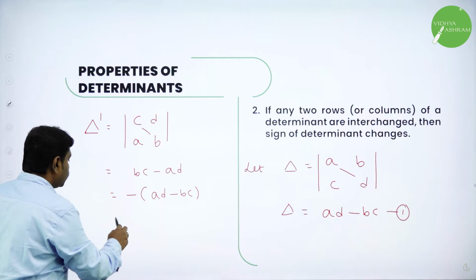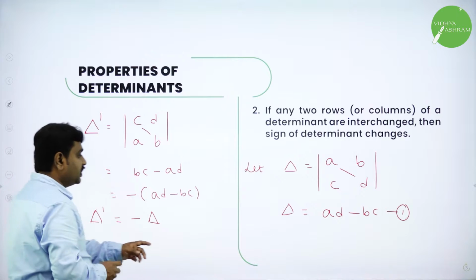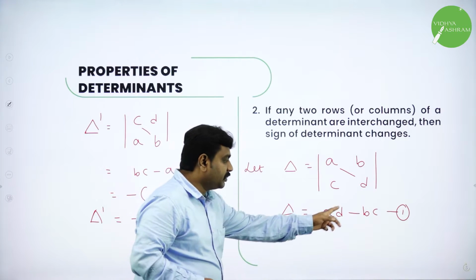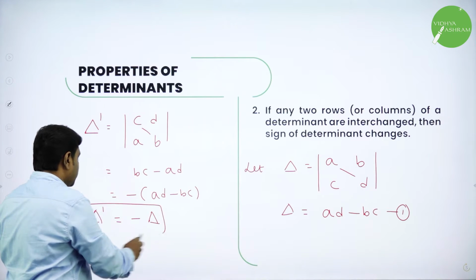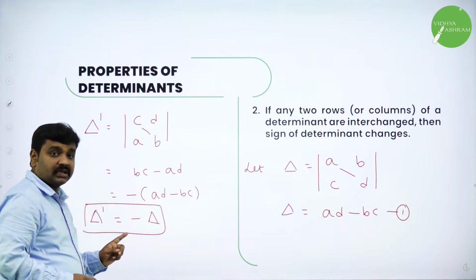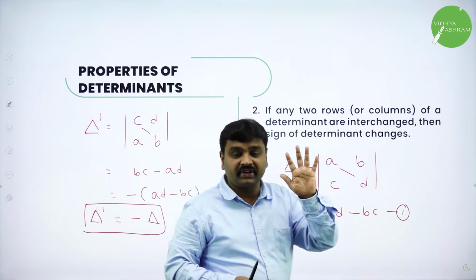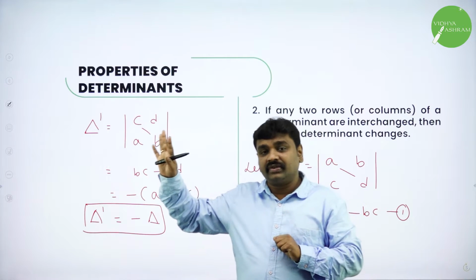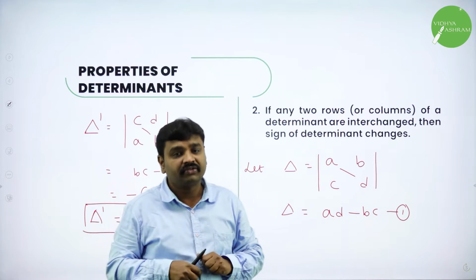Now further, if you observe, this is minus delta. Delta dash value is minus delta, because what is delta? AD minus BC. So AD minus BC in the bracket is delta, so delta dash is minus delta, which means the value of determinant changes only by sign. If one gives positive, the other one will give negative. If I get the answer for delta as 5, then delta dash will be minus 5, or if I get delta as minus 5, delta dash will be 5, like that.